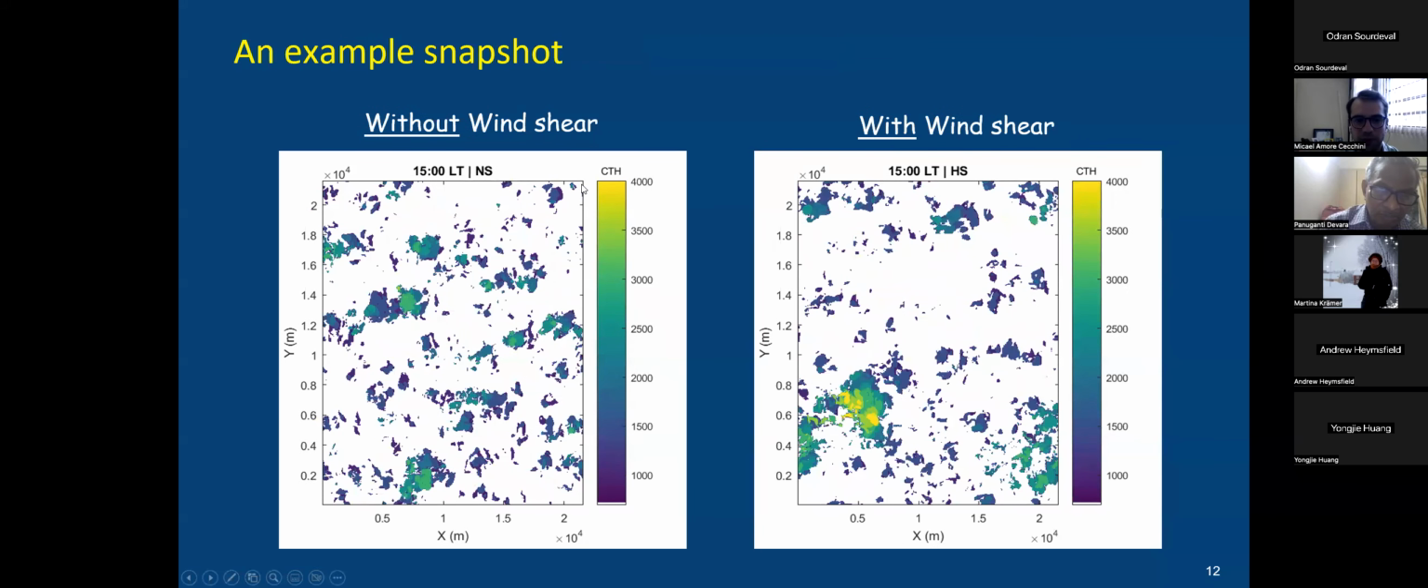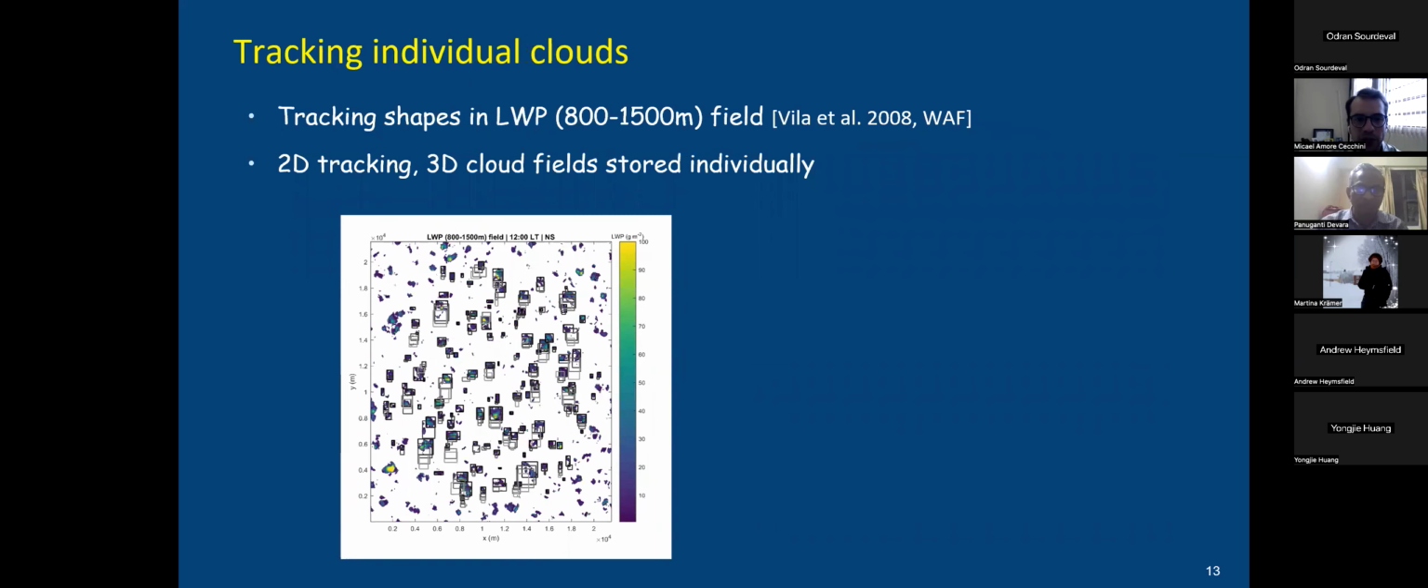So this is one example snapshot at 3 p.m. local time. What I'm talking about here is that there are fewer clouds in the high shear case, with the deep cloud here on the bottom, and no deep cloud in the no shear case, with a few more clouds. But again, it's not as extreme a case as the 30-hour simulation I showed earlier. So what I do is I track every cloud that I can, and I apply a tracking algorithm on the cloud shapes.